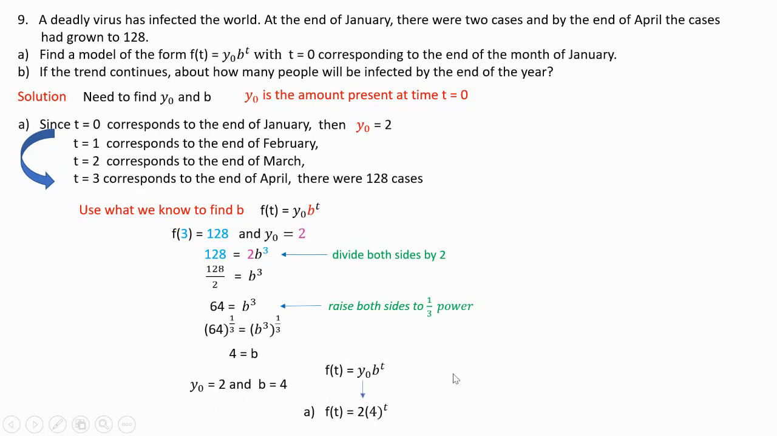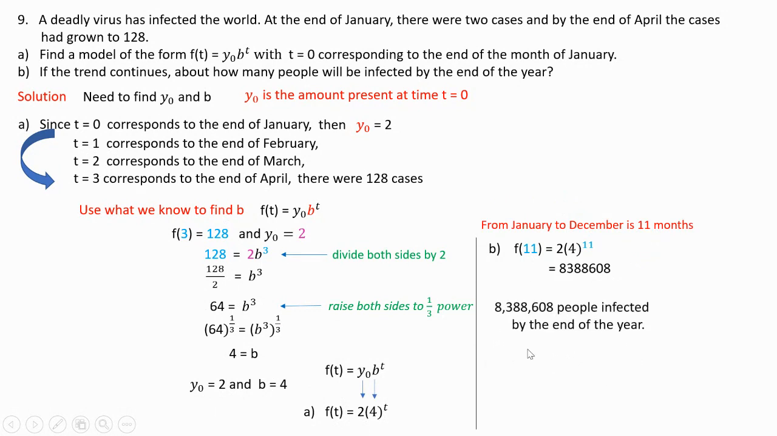Okay, now the answer for B then. There's my y naught and there's my b. So for B part, from January to December is 11 months, because if we count the same way like I did here, it's going to be 11 months. So we have to evaluate f of 11, which means I'm going to plug in 11 for the t for the time. So that's how many cases, guys, there will be. So 8,388,608 people will be infected by the end of the year.